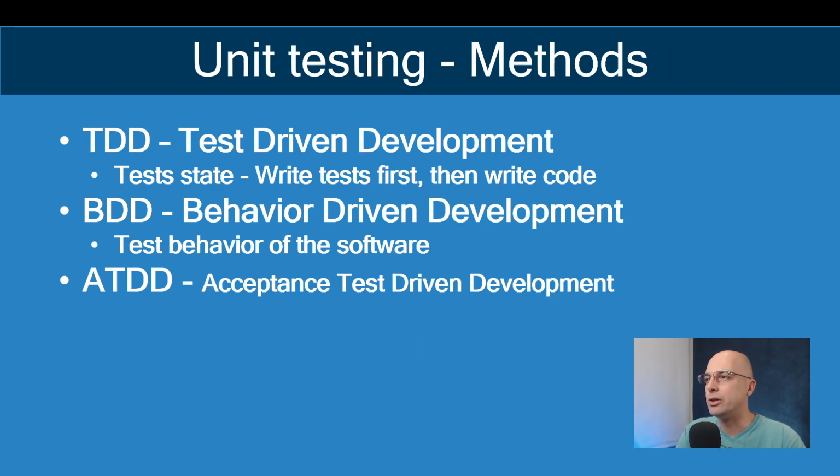And one of the methods of unit testing is test-driven development, which tests the state of the code, and this is a very powerful way of writing code, because you would first write the test that would fail, and then you would write the code that will make your tests pass, right? To continue from there, the typical red-green refactor cycle.